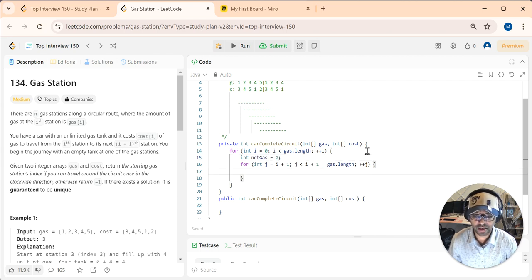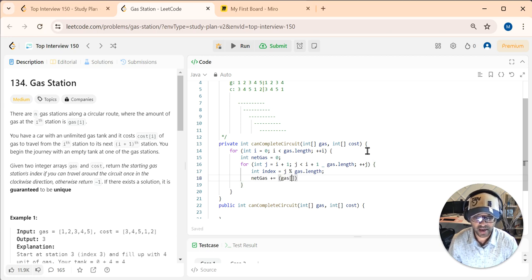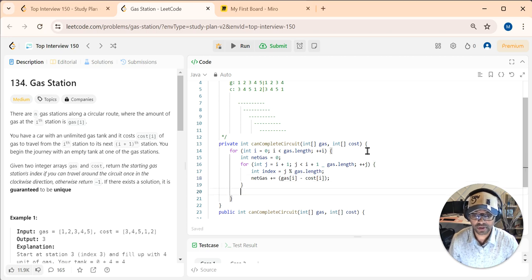Okay. And what we are saying is, the index, first of all, is equal to j % gas.length, right? Okay, and then net gas += gas[i] - cost[i]. So we add what we can fill up and we subtract what it's going to cost us to go to the next one, right? And then we say if net gas is greater or equal to 0, then we return that i is the starting index, right?